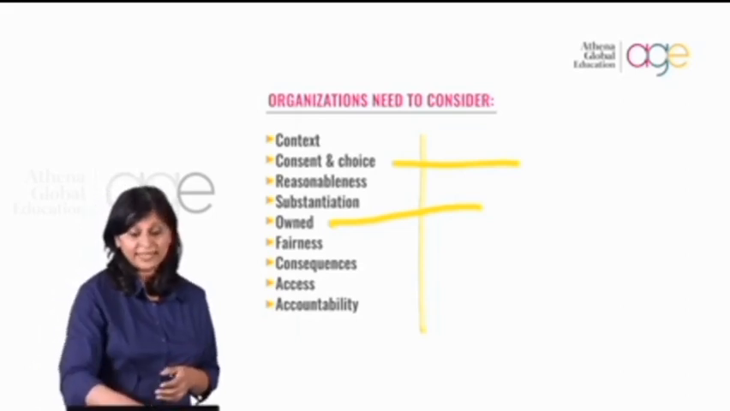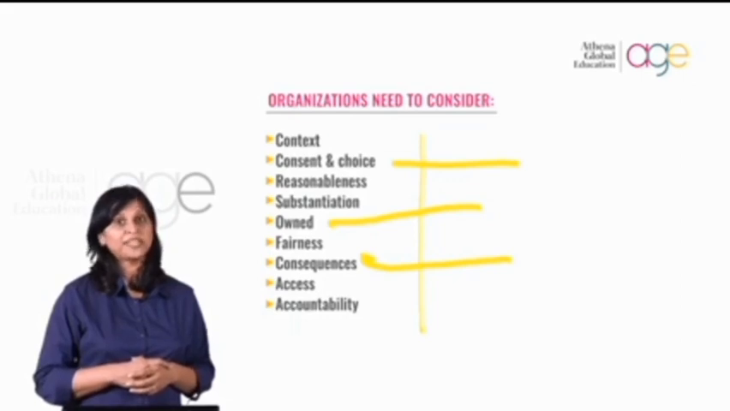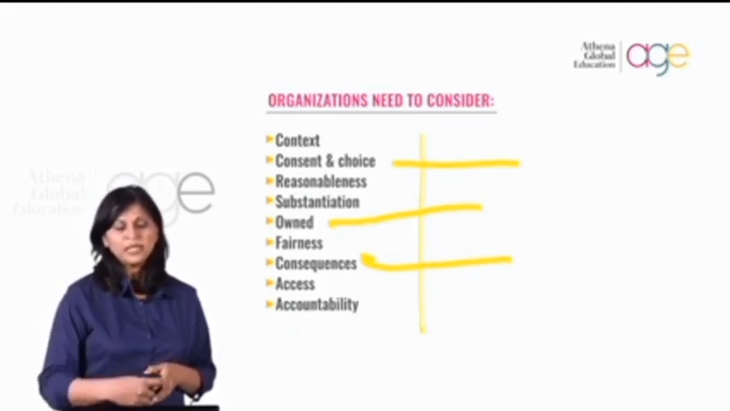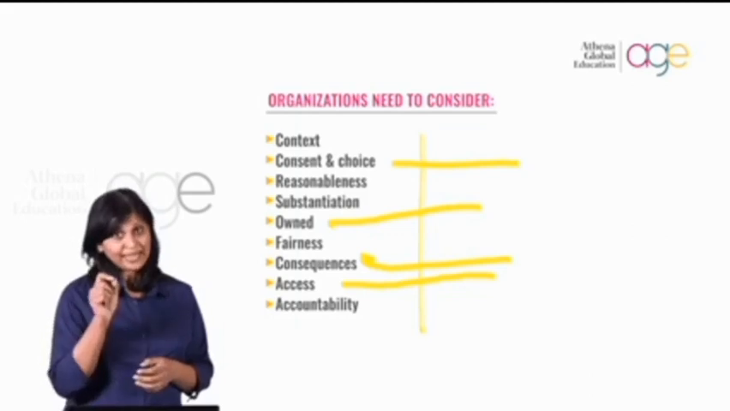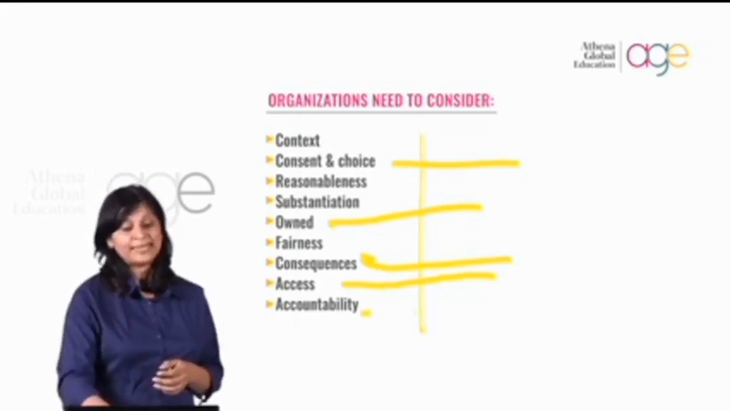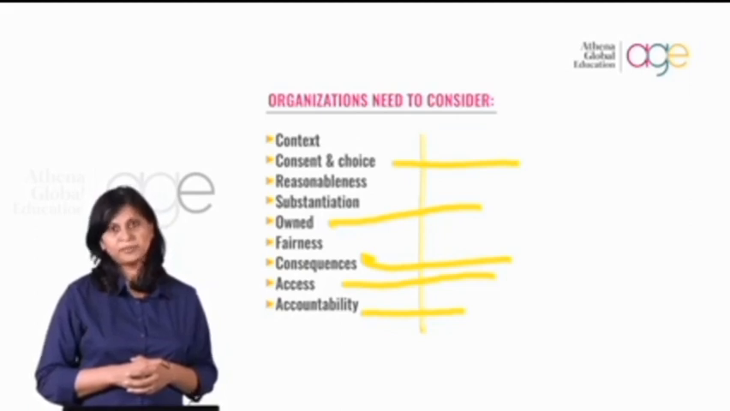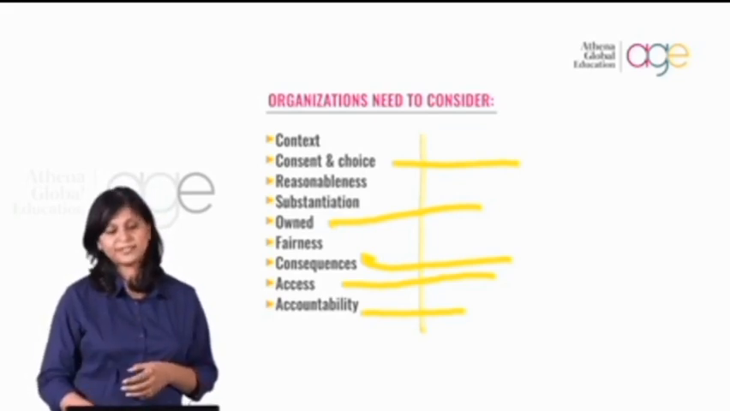Consequences. What are the intended outcomes? What is the consequence of using this kind of data in your decision making or in the organization? What is the access? Who has access to these different levels of data within the organization? In case of unintended consequences, who is accountable? Who holds the responsibility for all these kinds of decisions or consequences of this data?